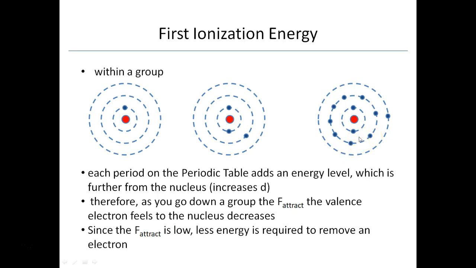But because the distance increases, this causes our force of attraction to decrease. So this atom here would have a greater force of attraction to its valence electron than the valence electron of this atom. So as a result, since the force of attraction that this valence electron feels is lower than the force of attraction this valence electron feels, it's easier to take this electron away. And this is why my first ionization energy decreases down a group.